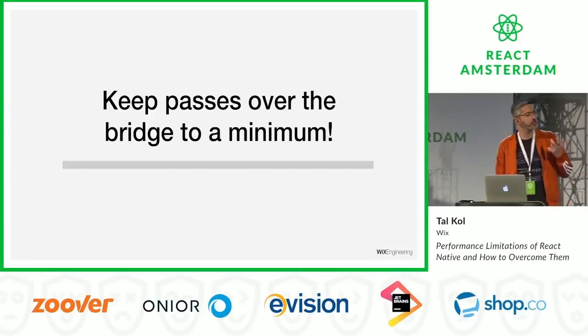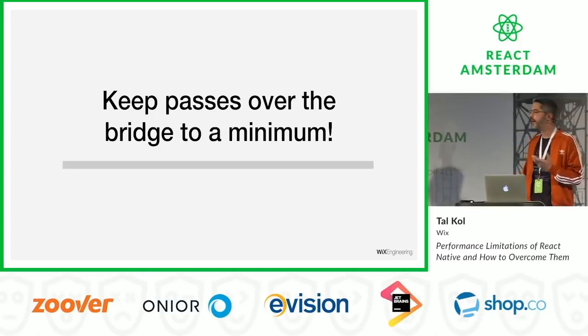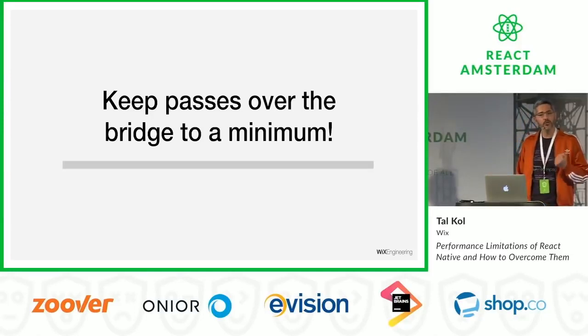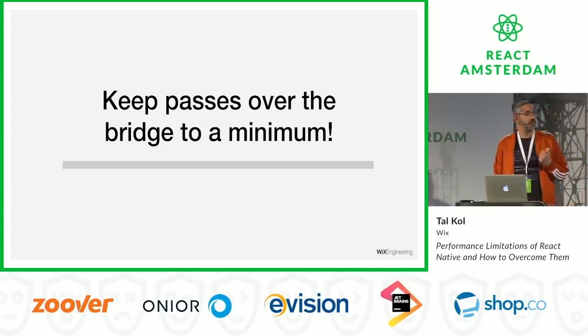And this brings us to the first conclusion of today. If you take one thing out of this talk, I hope that this would be it. The key to writing performant React Native apps, the key to architecting them, is to keep passes over the bridge to a minimum. And we're going to see a practical example in a minute.